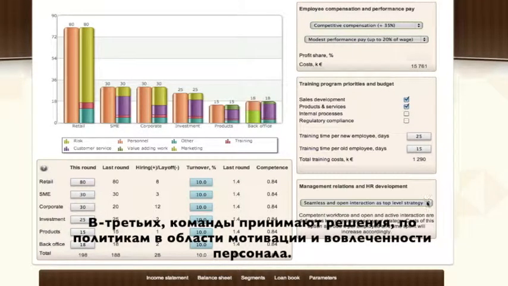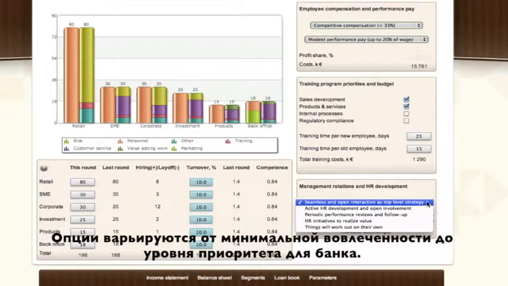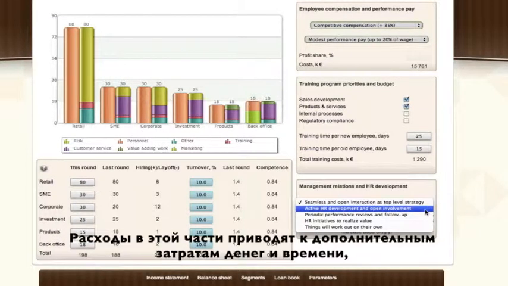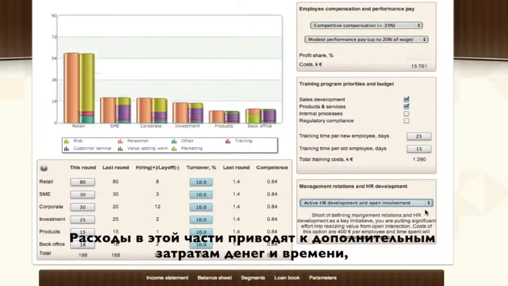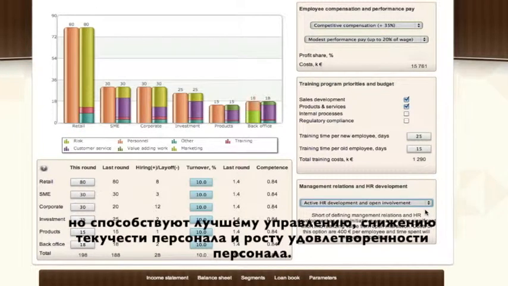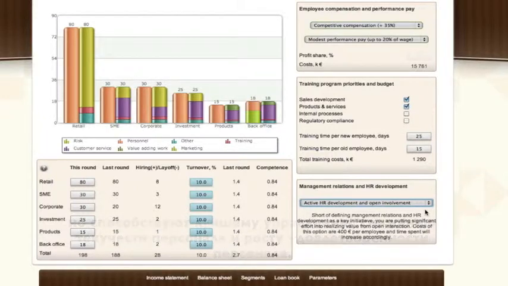Lastly, teams have the option to affect their bank's policy on personnel engagement and HR development. The options range from minimal engagement to making it a top priority at the bank. Extra expenditures here come at cost of both time and money, but contribute to better management, lesser turnover, and more satisfied personnel.